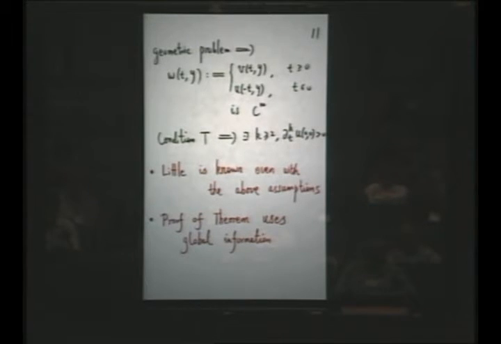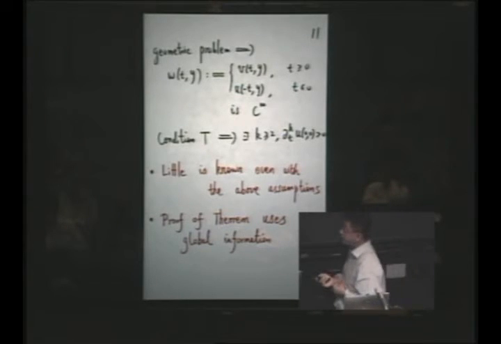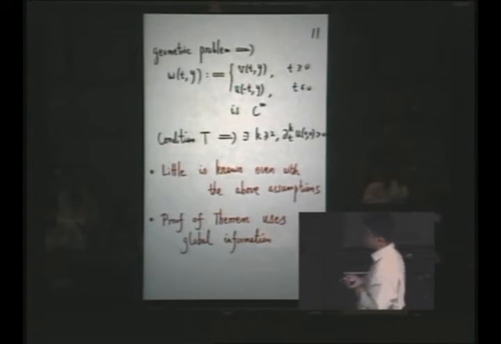Our proof actually uses global information. We were not able to establish this local Hopf lemma, because there are some difficulties which we could not overcome. But we could prove the result under this condition, which uses global information. Certainly, we believe that there should be this version of Hopf. There's no way this version of Hopf fails, but we just couldn't quite get it yet.